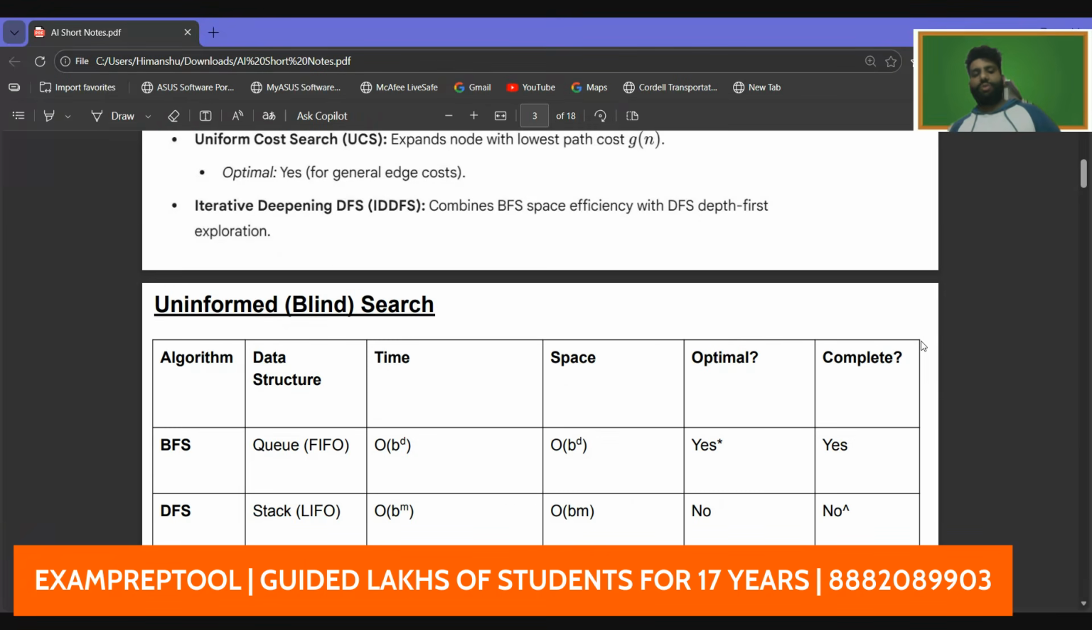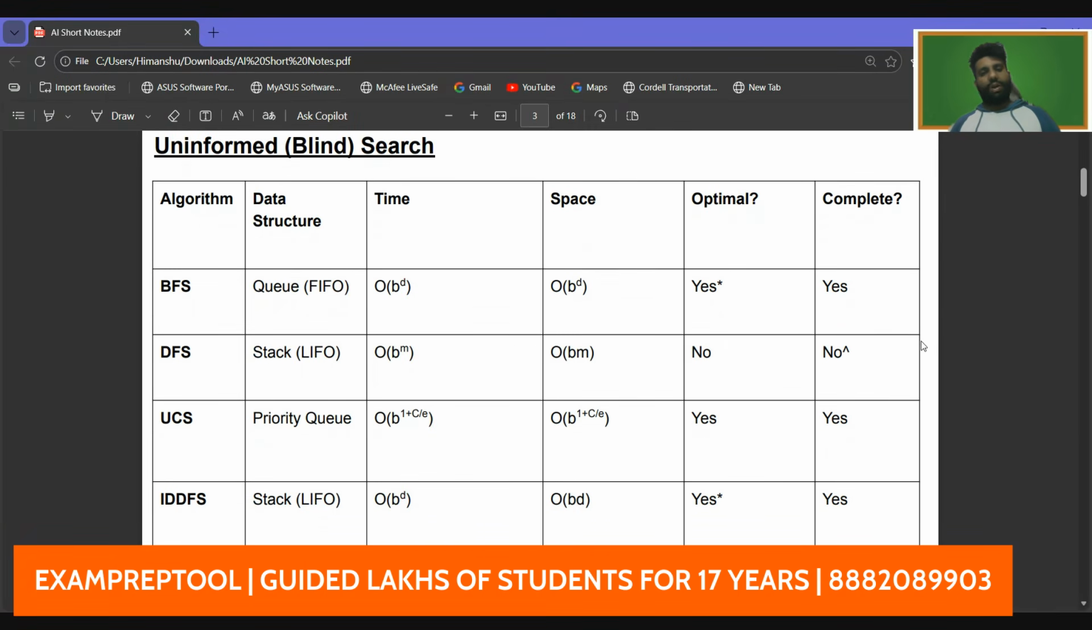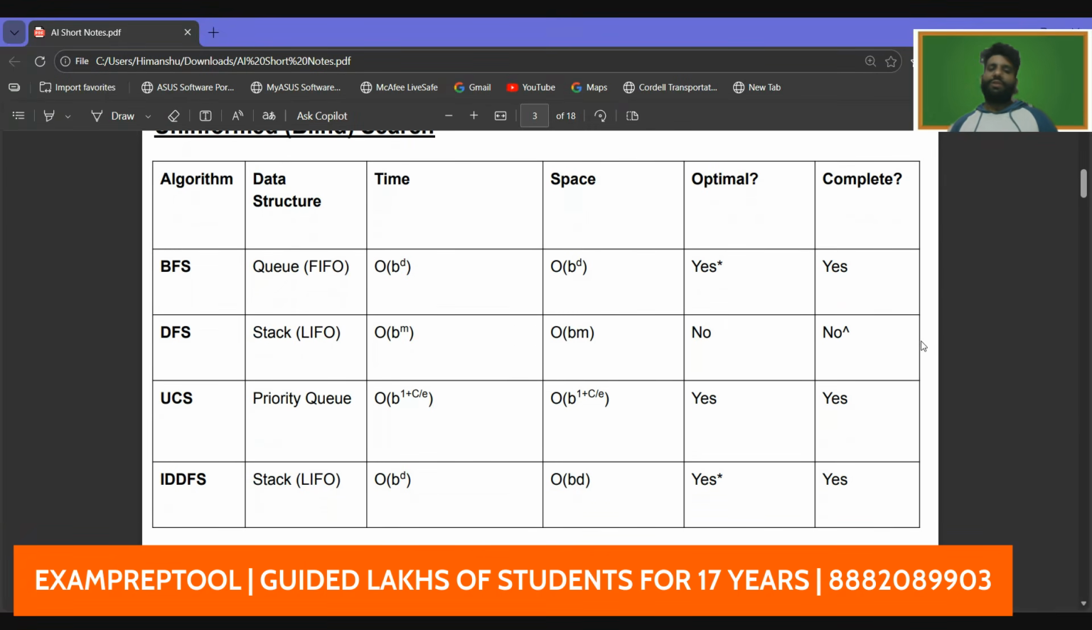Now, with respect to time, space, optimality, and completeness, first let me talk about the optimality and completeness ideas. Optimality is about whether the solution returned by the algorithm would be optimal or not. Completeness tells me whether I will be getting a solution or not. I hope you understand that completeness is in doubt for just DFS, the reason being the overall state space I'll be having.